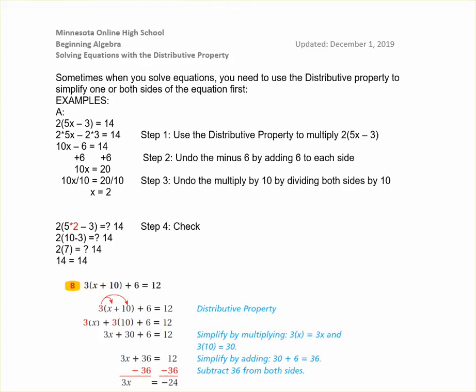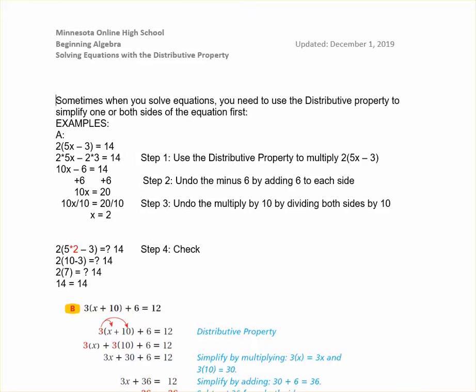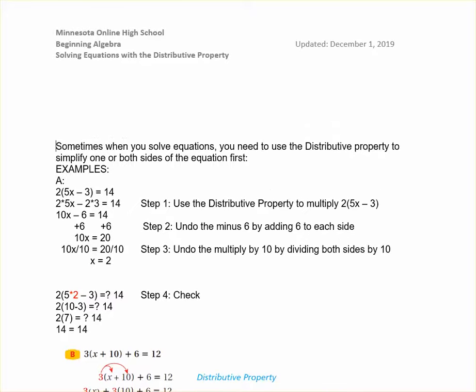In this video, we are going to solve equations where we have to use the distributive property first. So this is going to be some examples from your worksheet, but before we do that, I just want to remind you about what the distributive property is.